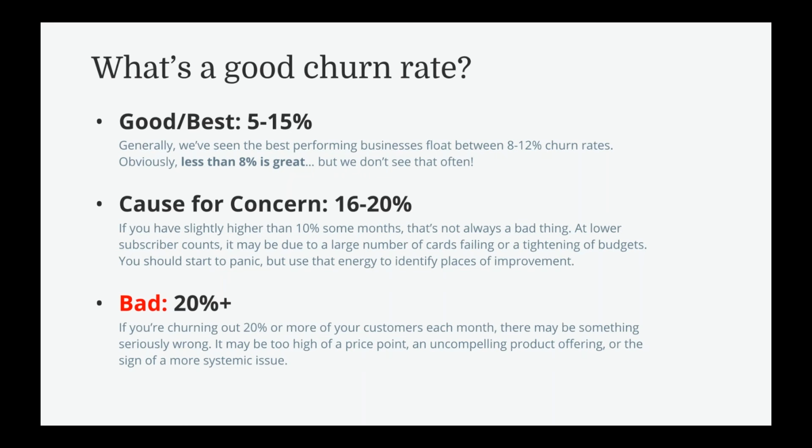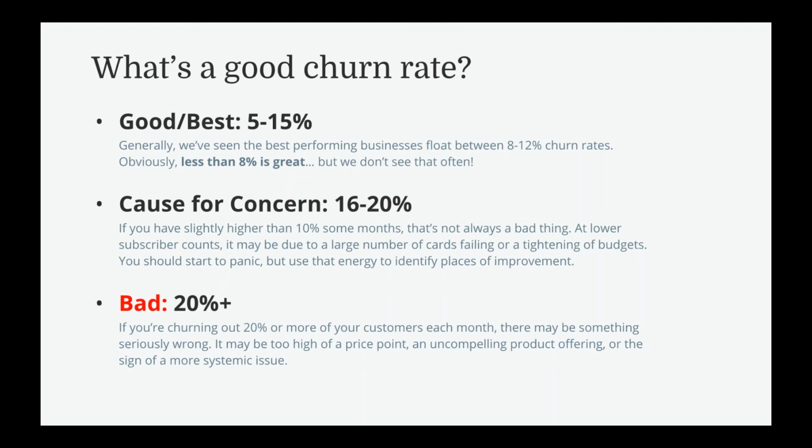Okay, I think we all understand why churn's important now. So what is a good churn rate, objectively speaking? The best that we've really seen, and that we've read about with big subscription boxes, is somewhere between 5 and 15%. 5% was what BarkBox reported for their first year.